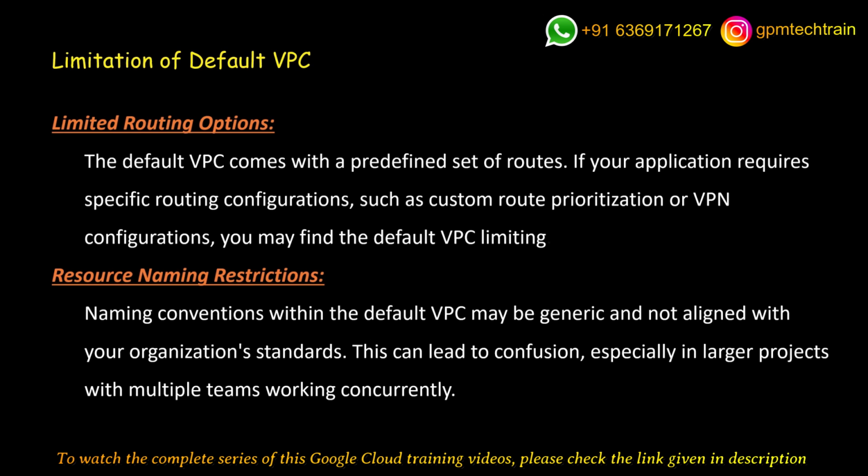Then the last and very important one is resource naming restriction. The naming convention with the default VPC may be generic and not aligned with your organization's standards. This can lead to confusion, especially in big projects with multiple teams working concurrently, right? We have already seen that. When you see the name of the VPC, it is shown as default, and if you look at all the available regions or subnetworks, those are also named default. So it would lead to confusion, right? Which is what, and it will not be aligned with your company's naming convention. So this is one of the biggest limitations, I would say.